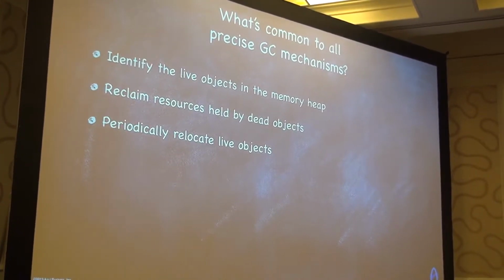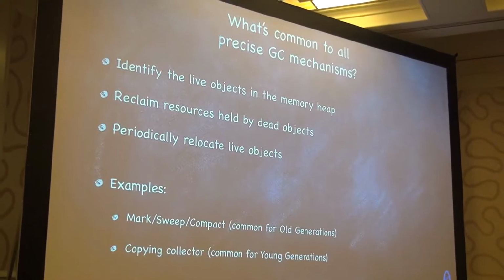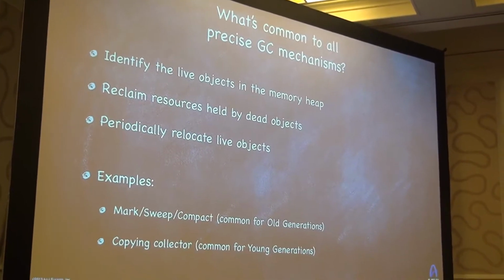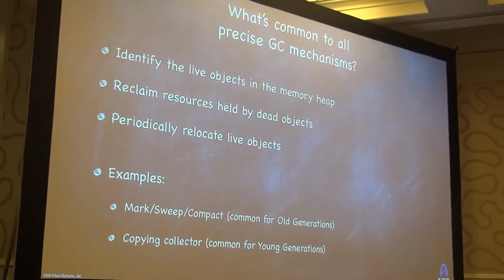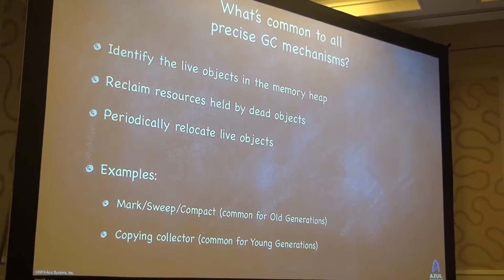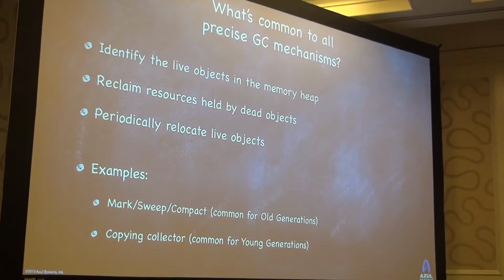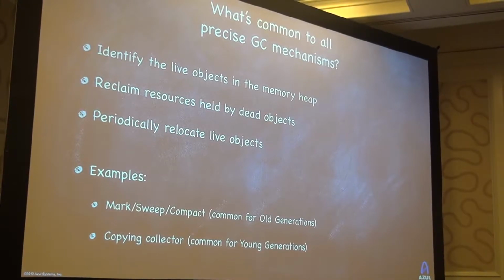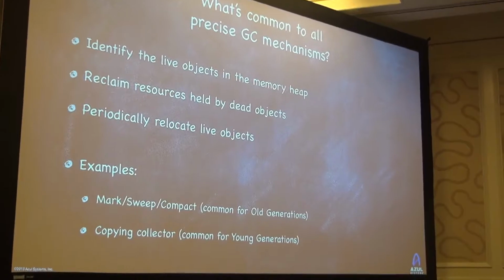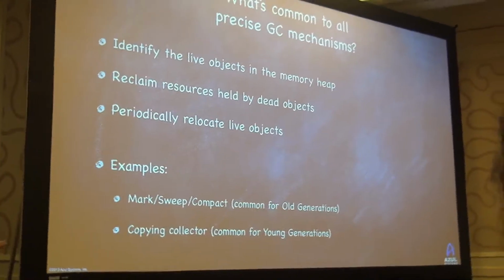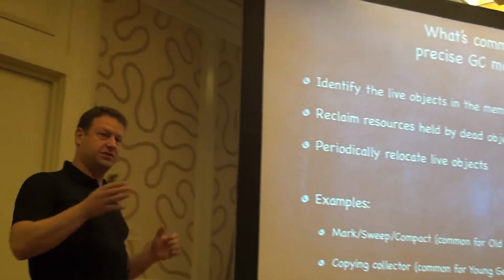Let's go through examples of that in common practice. A mark, sweep, compact collector, a very common classic way of collecting. Mark is the first stage, sweep is the second, compact is the third. However, a copying collector, commonly used in young generation collection, is all three in one pass. There are no separate stages here.